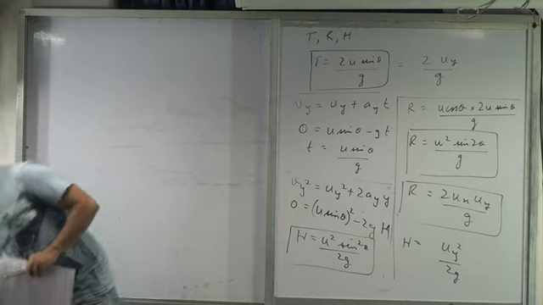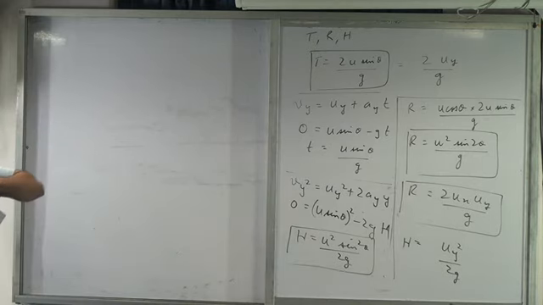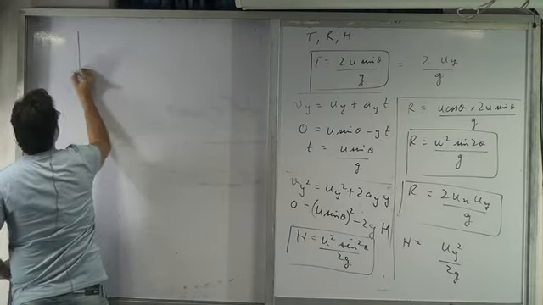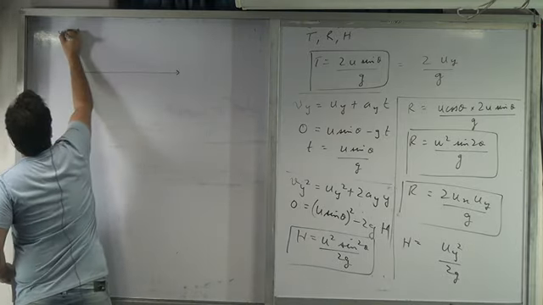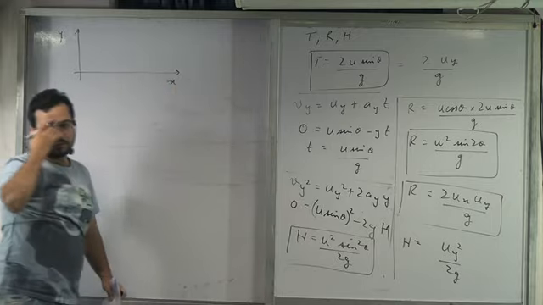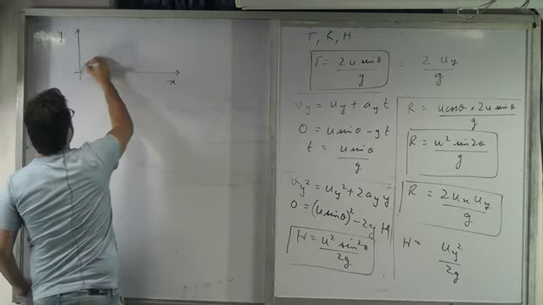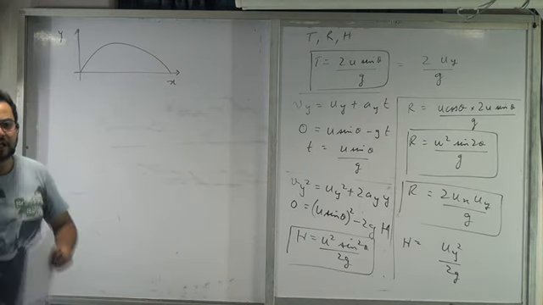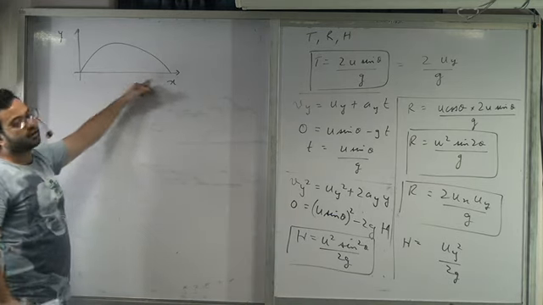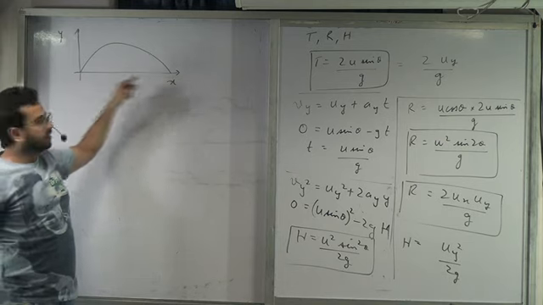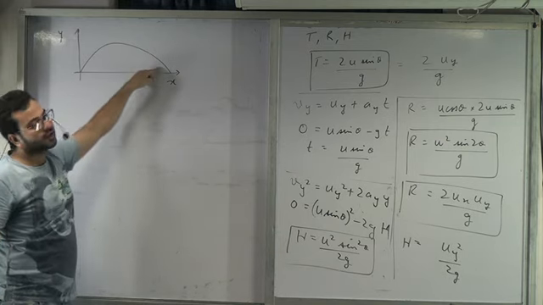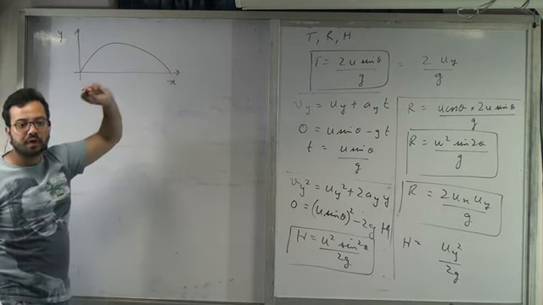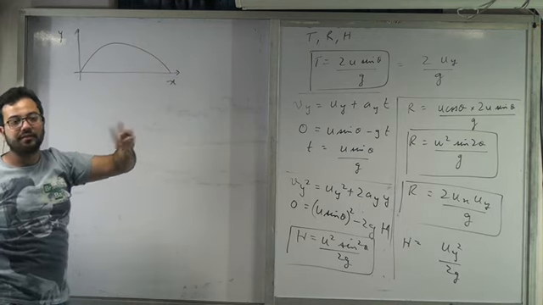I need to find out the equation of trajectory. What do you mean by equation of trajectory? What is trajectory? Path. So I need to find out the equation of the path. Equation of path means what? Y is a function of x. This graph, I need to find the equation for this graph. This is a yx graph. I need to find the equation of this graph. That means I need to find a relationship between y and x.